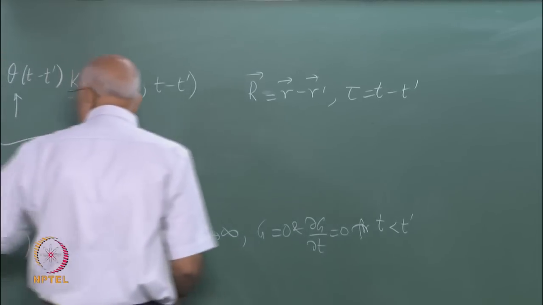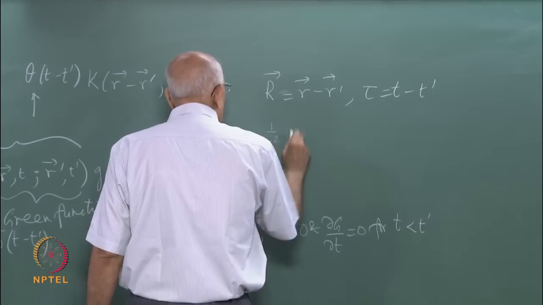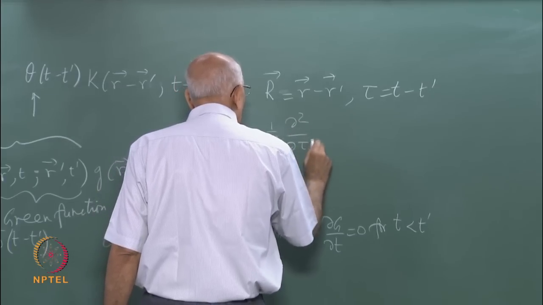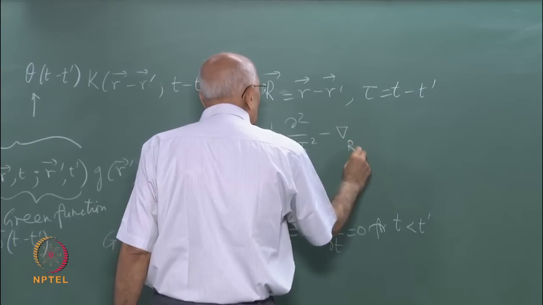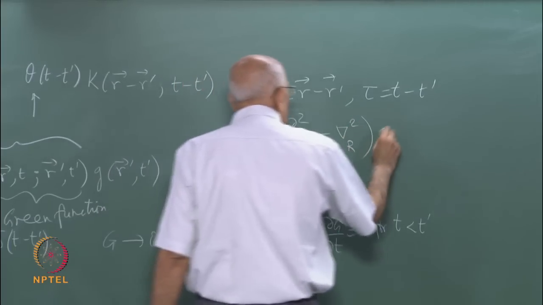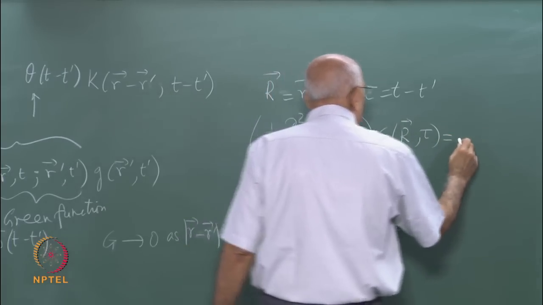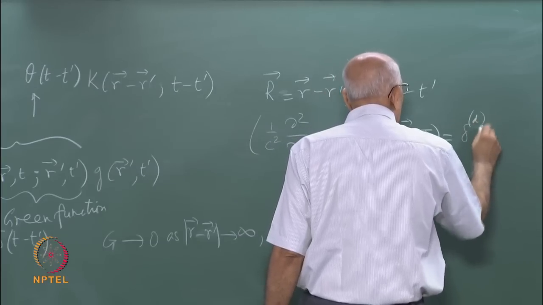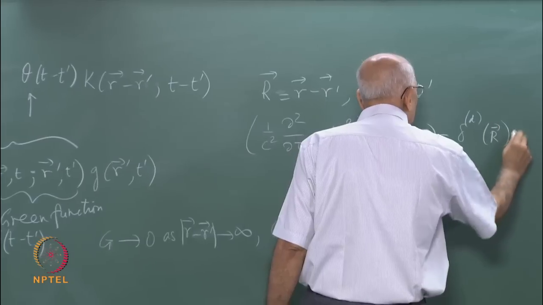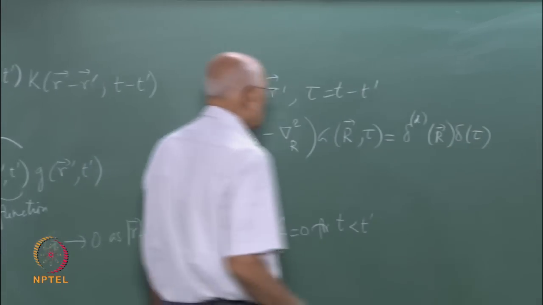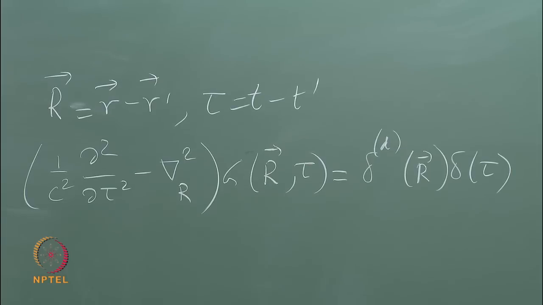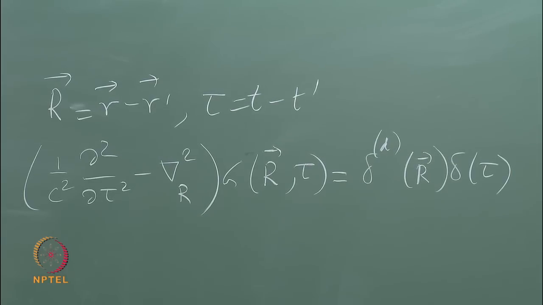Then this equation could be written as (1 over c squared d squared over d tau squared minus del with respect to capital R squared) g of R, tau equal to the d-dimensional delta function of this vector R times delta of tau, in this fashion. And we want to solve this equation.